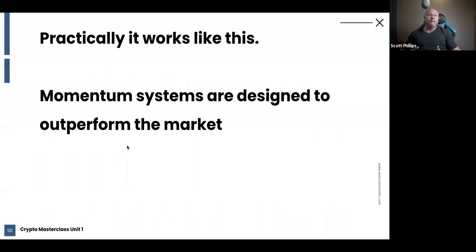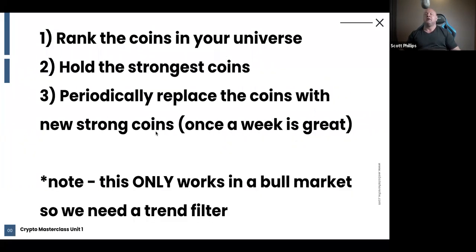So practically, let's get into the weeds a bit. Momentum systems are designed to outperform the market. So in a bull market, they're designed to do better than the market. That's what they do. They're not doing anything other than that. So how does it work? Three-step process. First of all, you rank the coins in your universe, and we'll get into ranking methodology in a minute. You rank them from 1 through 500.